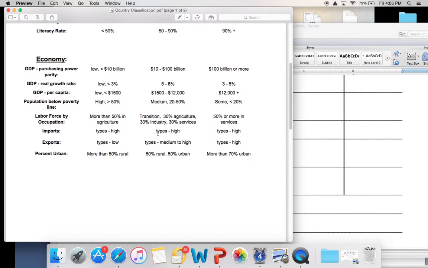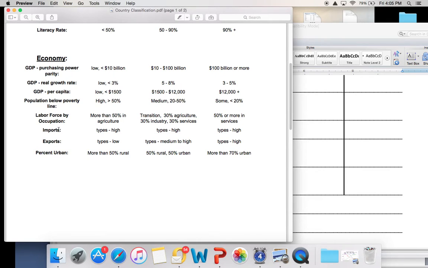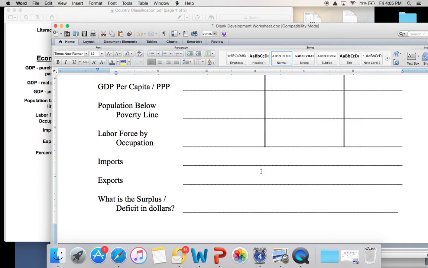The only difference is your imports and your exports, okay? Your imports and exports don't have lines. All I want here in your imports and exports is a list of what they are importing and exporting. So you should have a list of, okay, they're importing oil, or industrial goods, or whatever, or they're exporting oil. A lot of your periphery countries are going to be exporters of natural resources. So you'll probably have a list of those: timber, oil, natural gas, whatever.